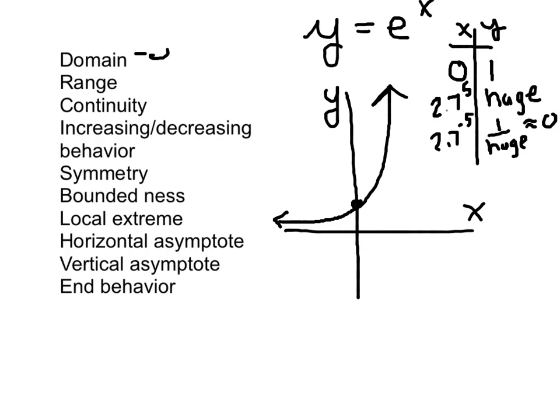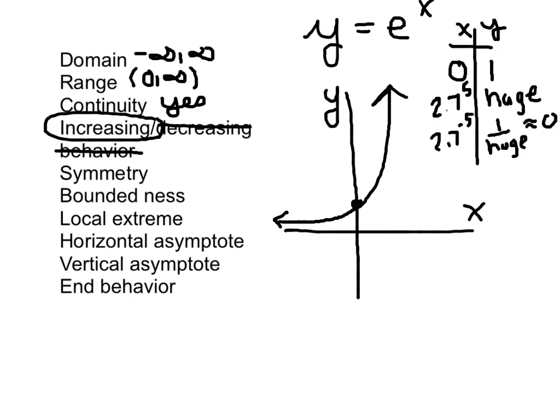The domain is from negative infinity to infinity. The range does not include 0, but goes to infinity. This graph is continuous. It doesn't decrease at all. It just is an increasing function. It's only going up. It has no symmetry, and so it's neither even nor odd. This function is bounded below.